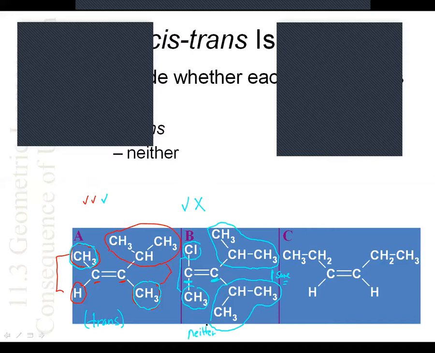You cannot have the same group on the same carbon and have a cis or trans isomer occur. Again, you'll end up with the same molecule if you move it around. You won't end up with anything different.